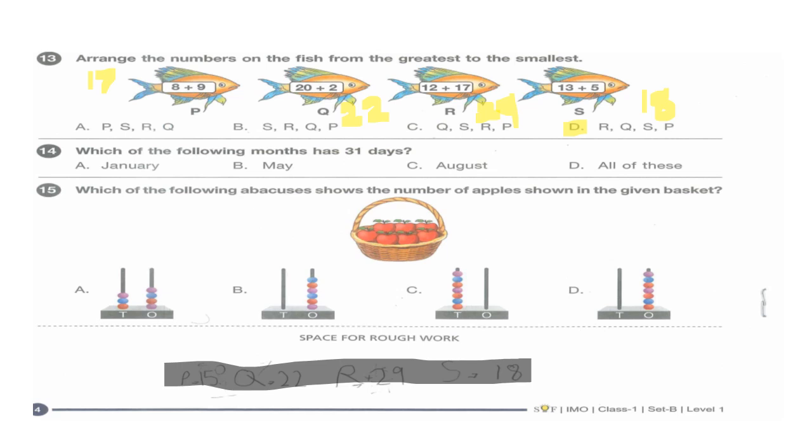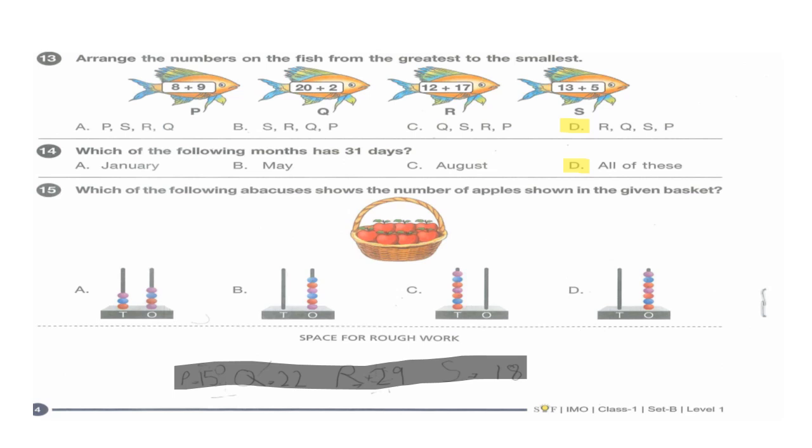Question number 14. Which of the following months has 31 days? A. January, B. May, C. August, D. All of these. So options A, B, C all have 31 days. Hence the answer is option D, all of these.